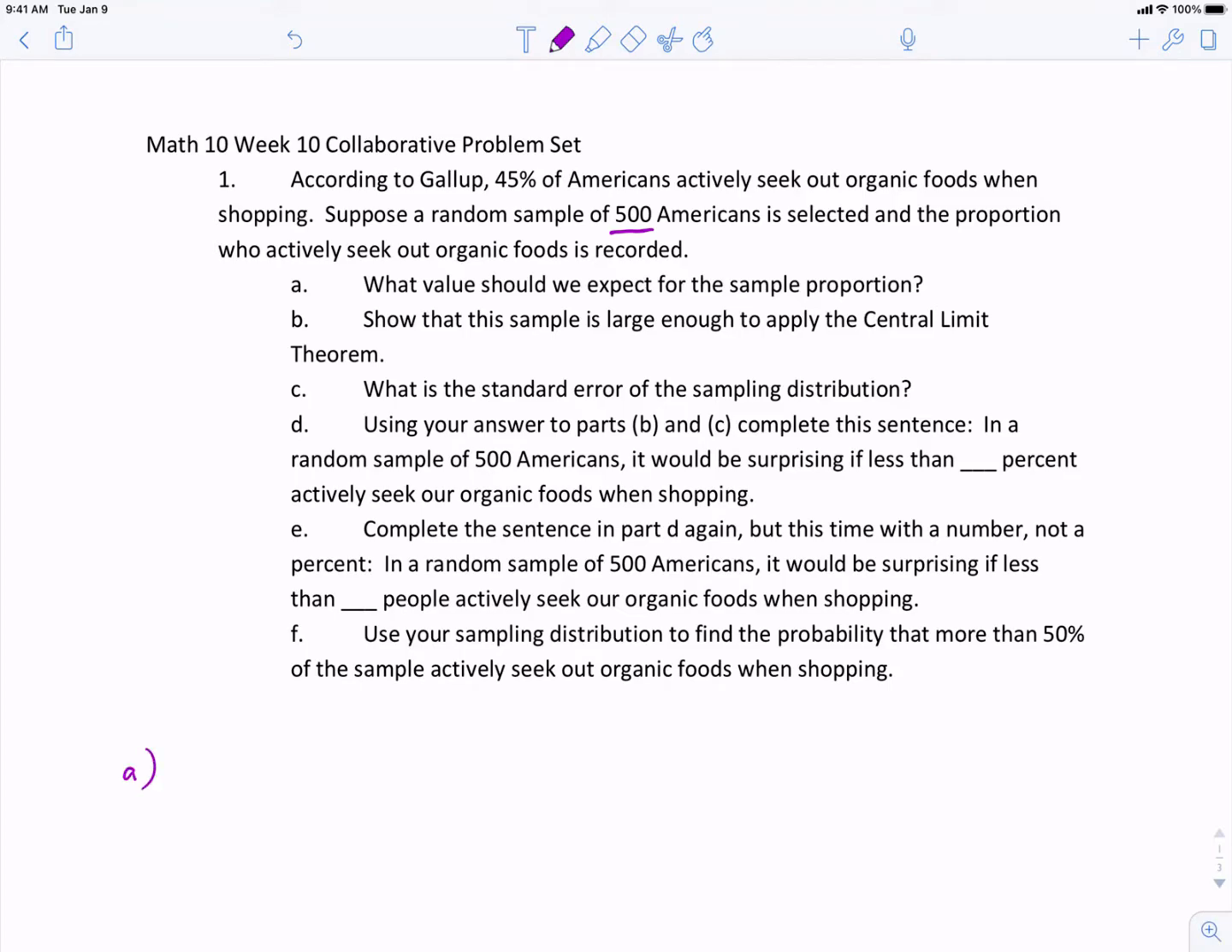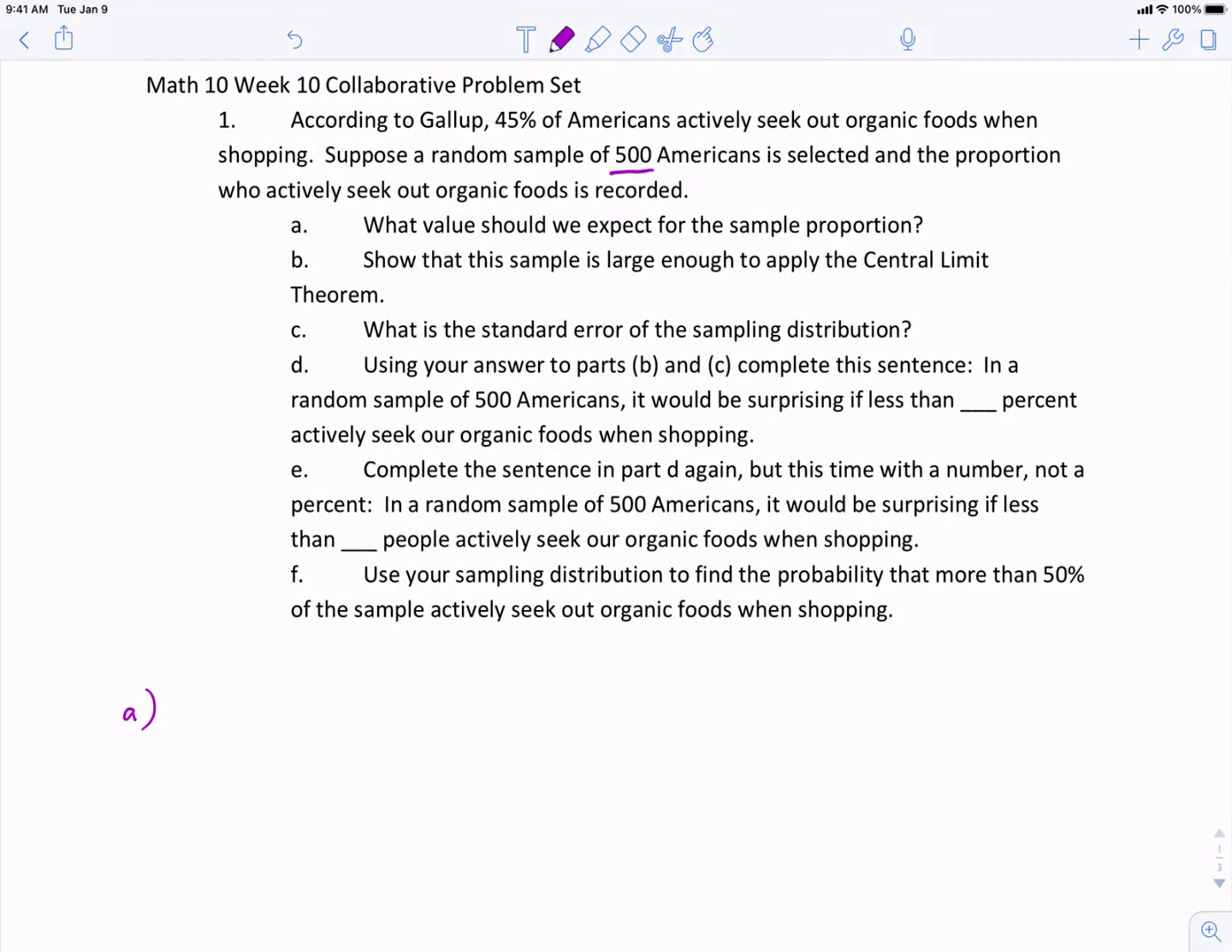Well, there's no reason to expect that our sample is very different from the population, so we would expect that our sample proportion also is about 45% or 0.45.